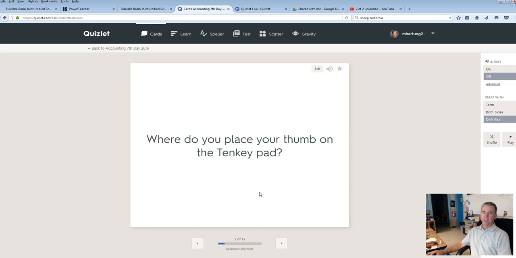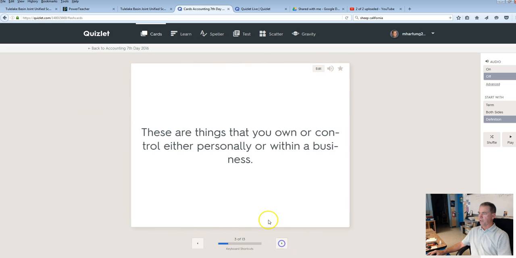Oh, where do you place your thumb on the 10 keypad? 0. You guys have that down.